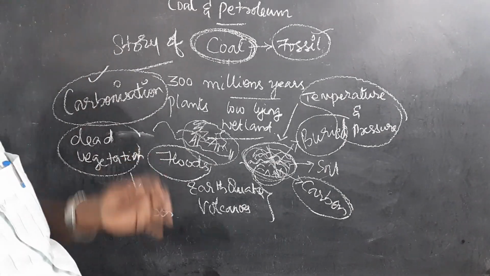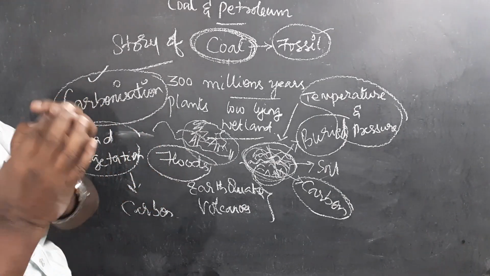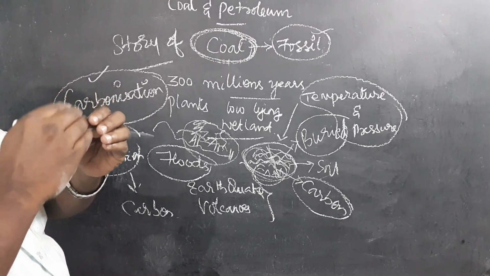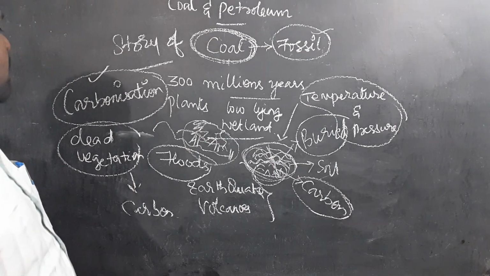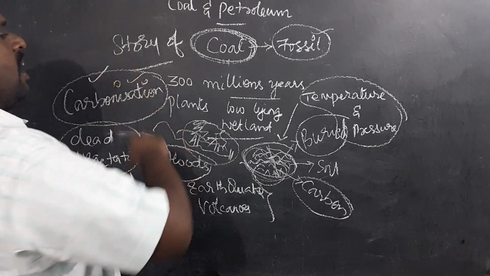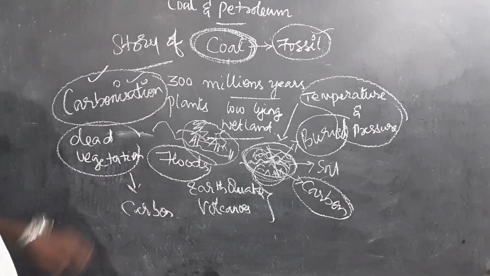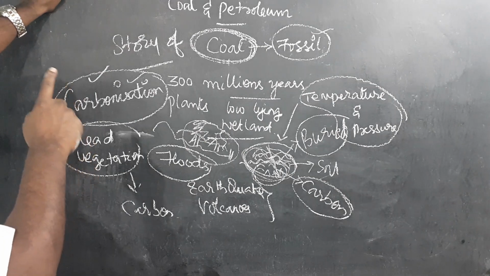Here what happens? The plants as well as trees, the dead vegetation, have been slowly converted in the form of carbon. Since it is slowly converted in the form of carbon, we call it carbonization. You are getting my point. So this is how coal has its history.